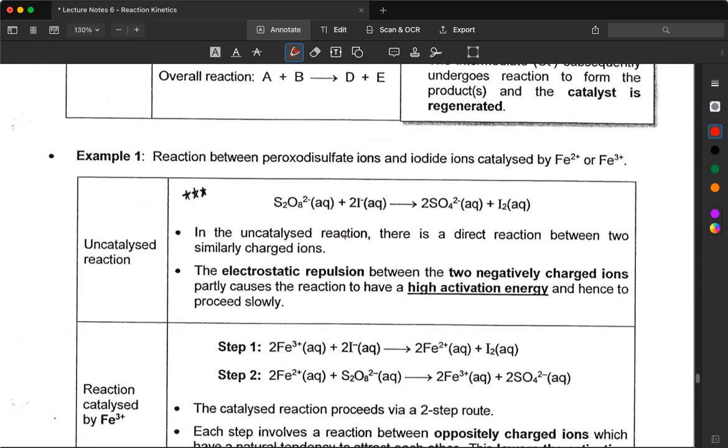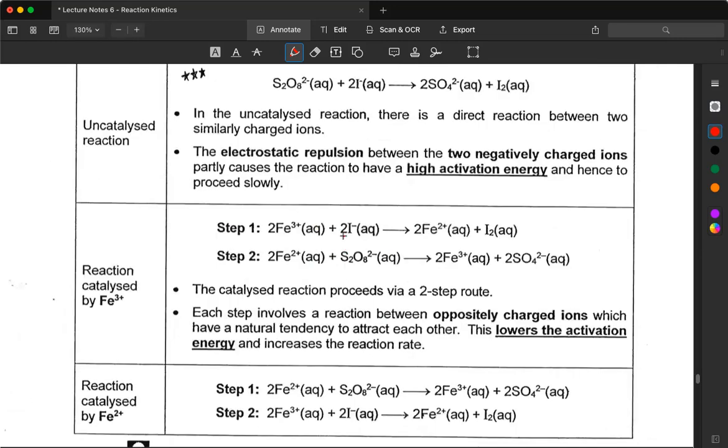In the uncatalyzed reaction, there's a direct reaction between the two similarly charged ions. Because they are both negatively charged, there will be repulsion, so the activation energy will be super high. So you definitely need a catalyst to ensure a faster rate of reaction.